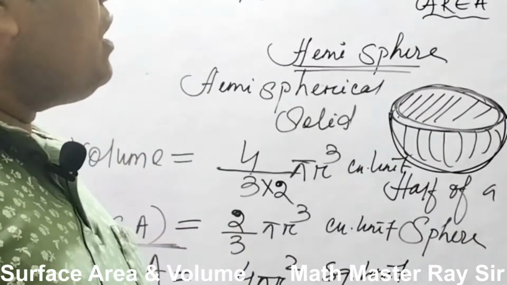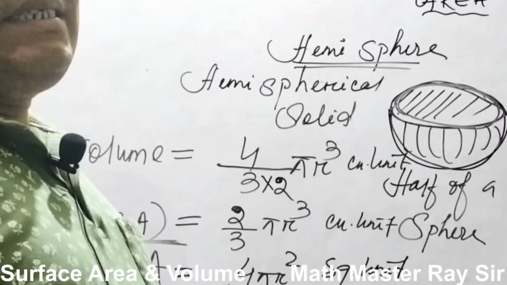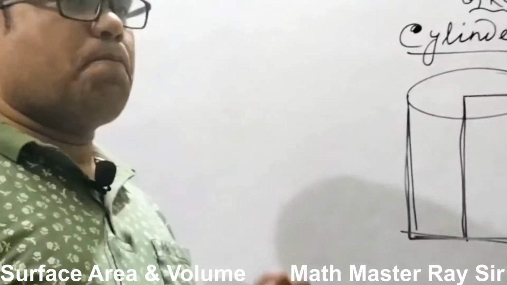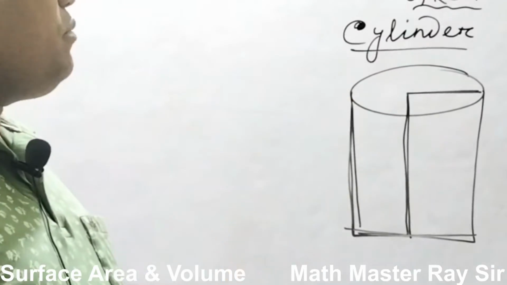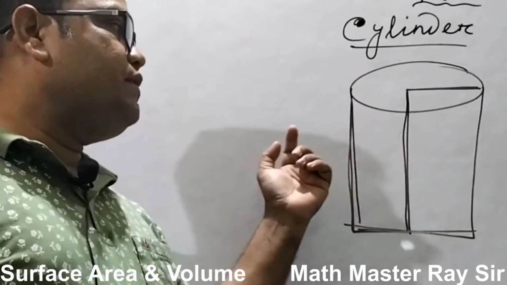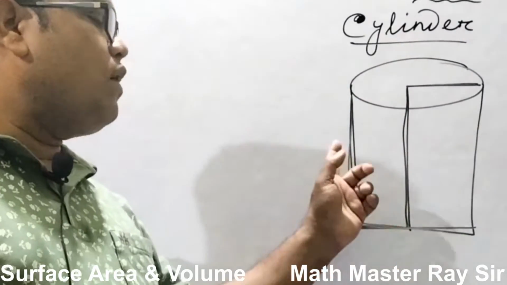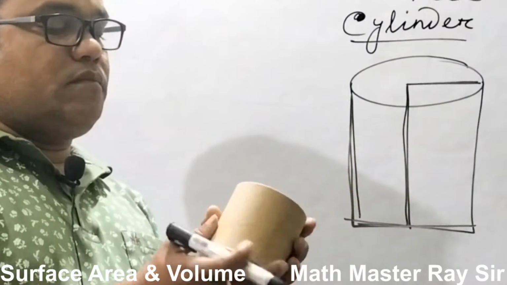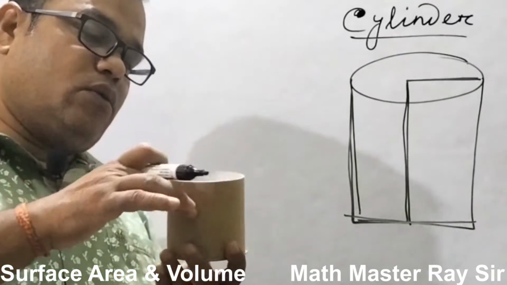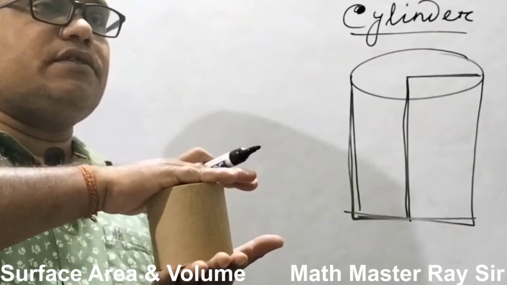Now come to the surface area and volume of another object, that is the cylinder. In case of a cylinder, one curved face, two flat faces. Look at this figure. This is the object of a cylinder. This is the curved face. This is flat. There are two flat faces.